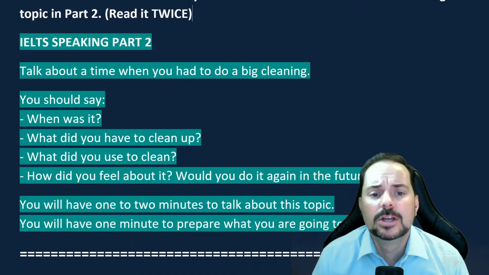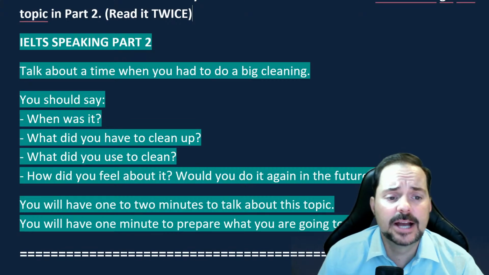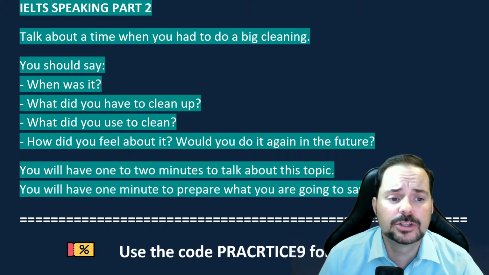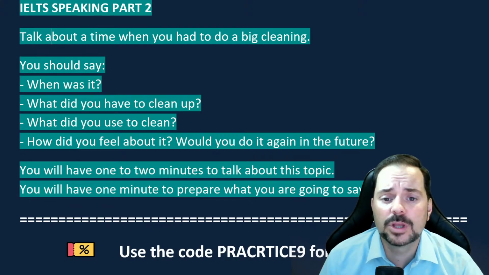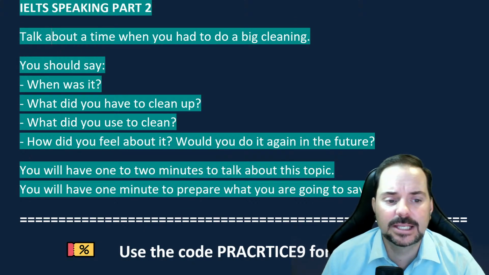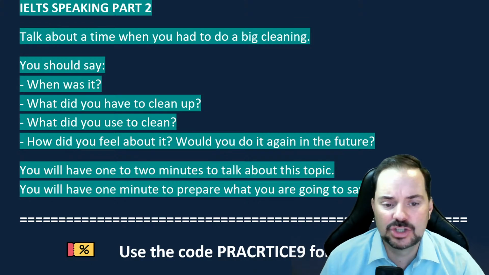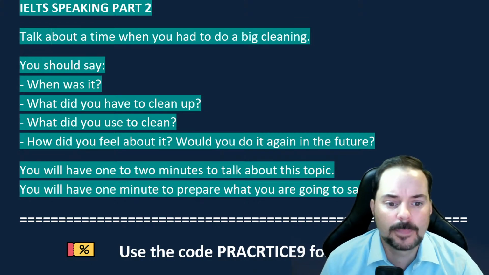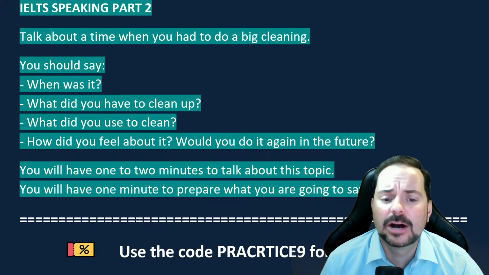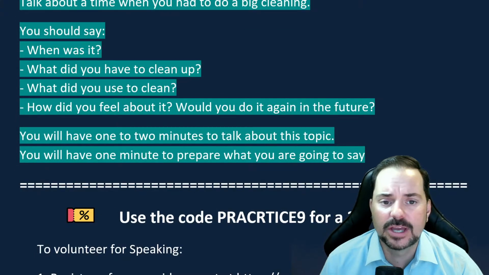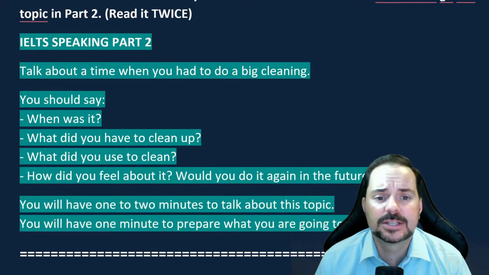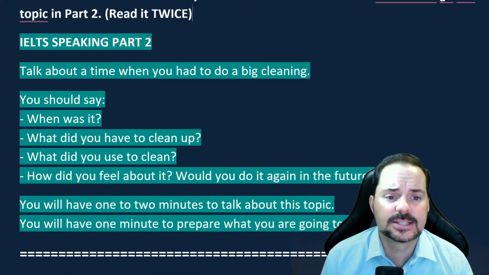All right, so let's look at the card again. IELTS speaking part 2. Talk about a time when you had to do a big cleaning. You should say, when was it? What did you have to clean up? What did you use to clean? How did you feel about it? Would you do it again in the future? Okay, so we've read the card twice, and so we go to the next step.